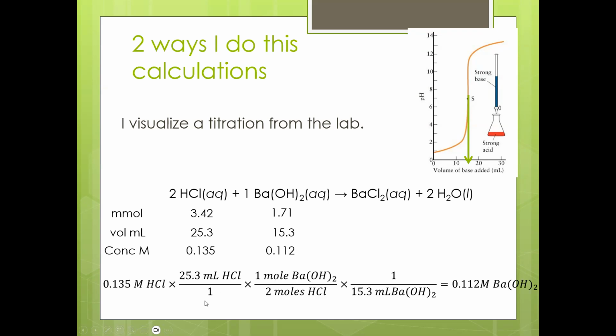Another way is the full dimensional analysis. We have the molarity and the volume, so we can get moles, and then we can do mole to mole, and then those moles over the volume to get molarity back out. So either way works, and the main thing, again, is visualizing those steps.